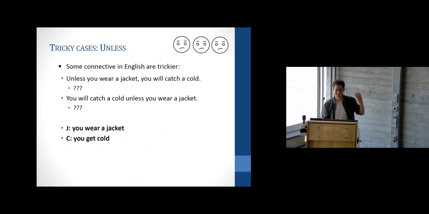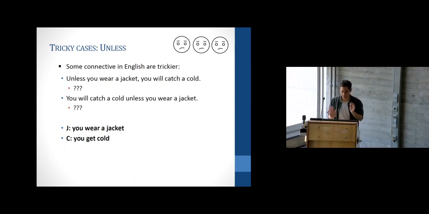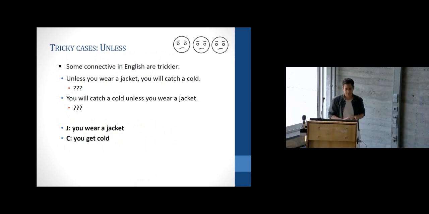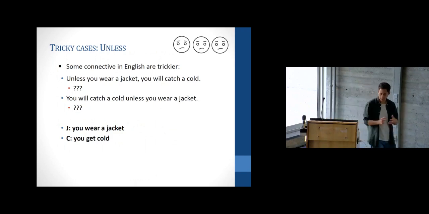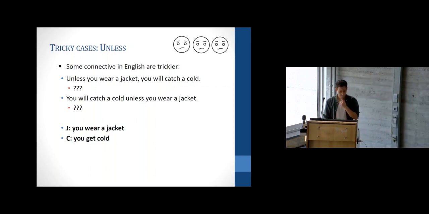One very tricky, annoyingly tricky example is the word unless. This is mentioned in the textbook. I'll go through it very quickly because we'll just say how we treat it. Unless is one of these English expressions which is very tricky. Unless you wear a jacket, you will get a cold. You will get a cold unless you wear a jacket. So, okay, we have two atomic sentences here, wearing a jacket and having a cold, and the not, right? And somehow in the unless. So how do we paraphrase that into formal logic?